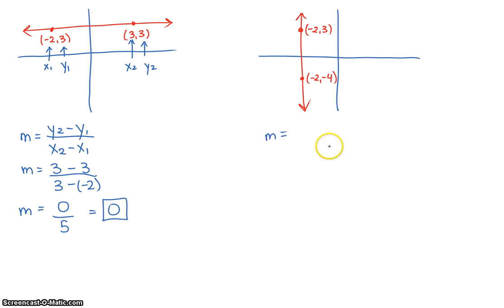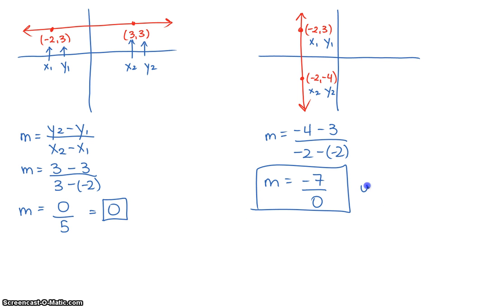If I do the same thing for a vertical line, let's call this one x1, y1, and x2, y2. Negative 4 subtract 3 all over negative 2 subtract negative 2. Now you're going to get negative 7 all over 0. This one is undefined. You cannot divide by 0. So if you're given just the point values instead of the actual line to look at, by using the formula again, you can verify whether it's horizontal or vertical just by looking at their slopes.